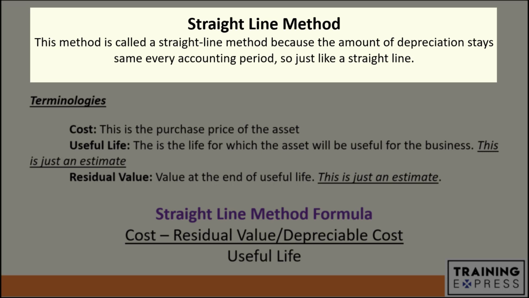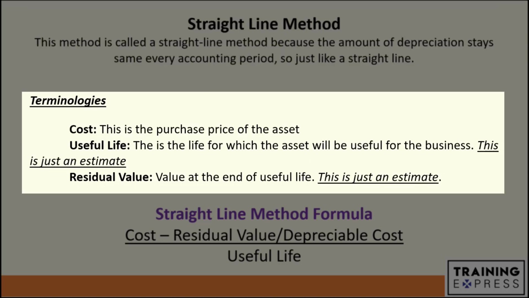Let's look at our first method, straight line method. This method is called a straight line method because the amount of depreciation stays the same every accounting period. So just like a straight line. Now let's look at some of the terminologies which we will be using. Cost. This is the purchase price of the asset, including any import duties, taxes, etc. Useful life. This is the life for which the asset will be useful for the business. Remember, this is just an estimate.